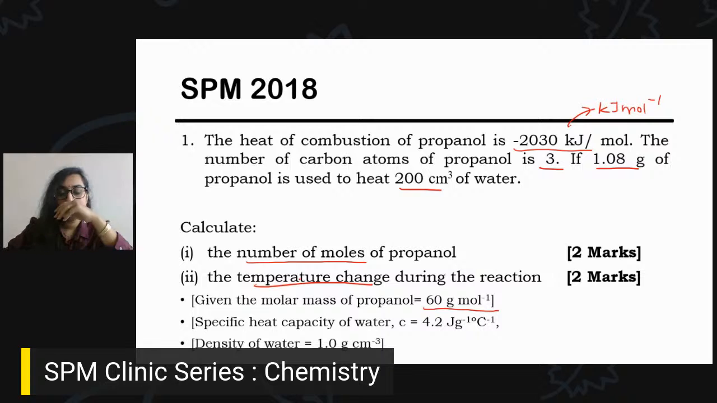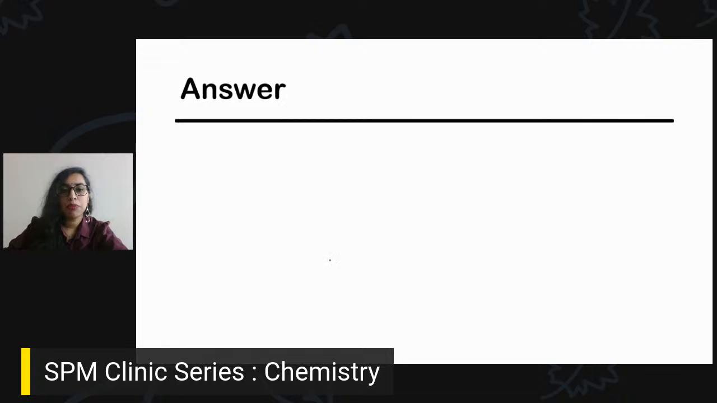Calculate the temperature change during the reaction. So how are we going to calculate the temperature change? The temperature change, they want us to calculate what is theta. Okay. So before that, we have to know heat. Okay. Heat released or absorbed is going to be mcθ, the formula.